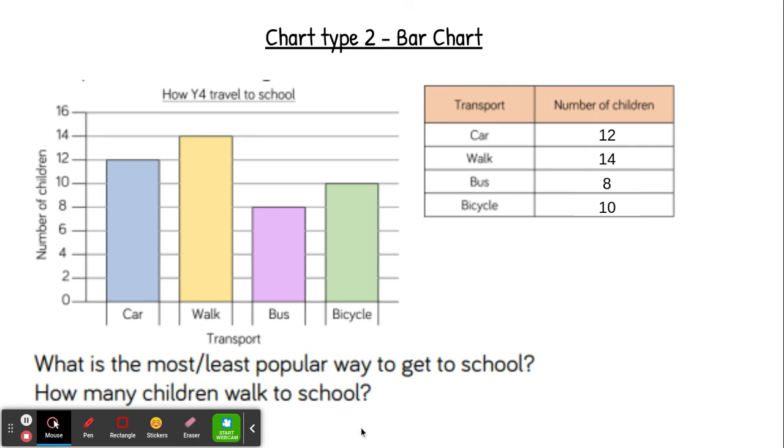And then how many children walk to school? Again, I can use the bar chart to effectively work that out. So here is walk, and here is how many children, and it is 14 by looking at my scale. So your job is to read the bar charts on the next page and to interpret the data that you see. Remember to look at the title, the subtitles, the scales, and the categories, and the size of the bars.